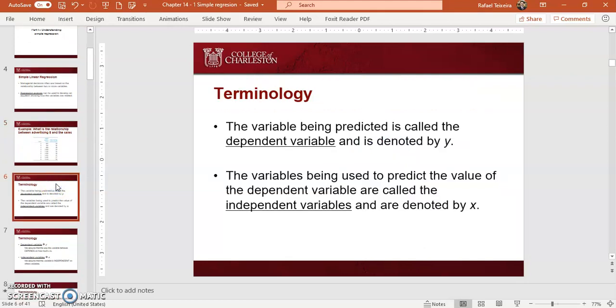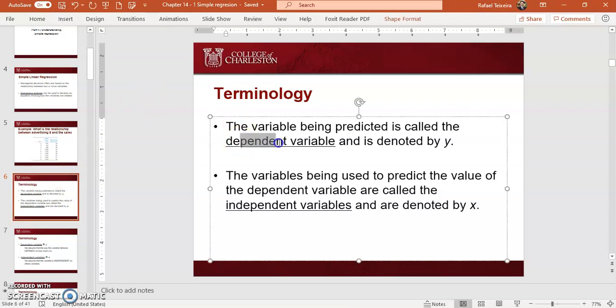One important thing is the terminology in this chapter. We're always going to have a dependent and an independent variable. The dependent variable is the variable that is being predicted, that is affected, that is influenced by another variable. The dependent variable is denoted by y. The independent variable is denoted by x and is the variable that affects the dependent variable.